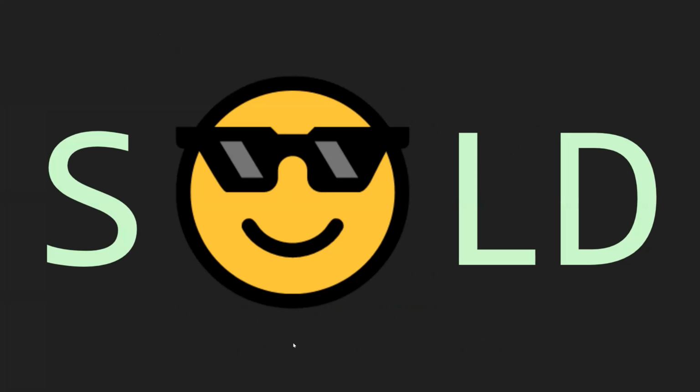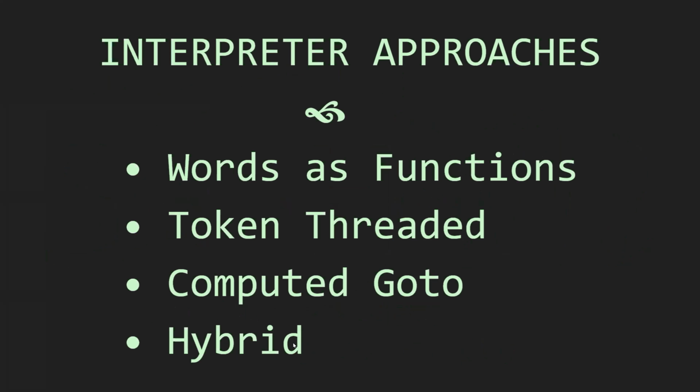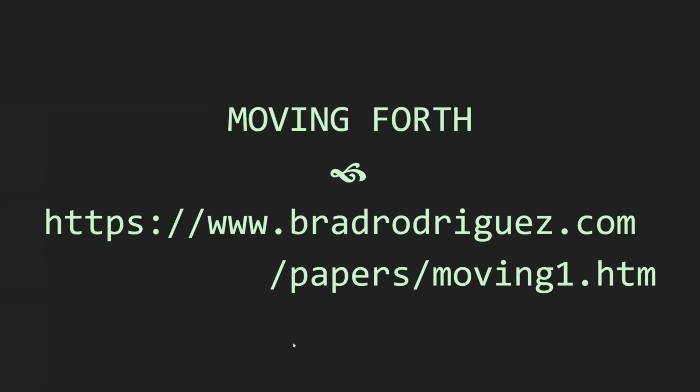So anyways, let's assume you're sold on this. How to do it? A couple of different approaches are out there: individual words as functions, token threading, or computed goto, or a hybrid of these. I'm going to breeze through this because I'm noting the time.